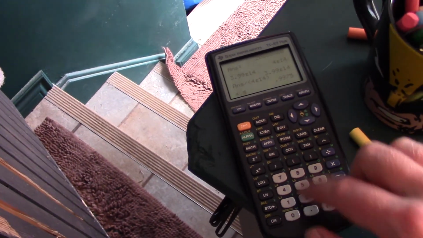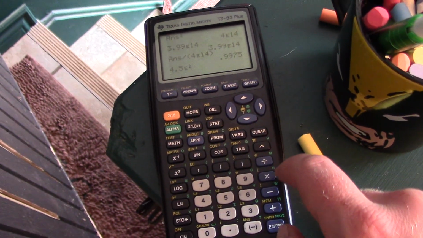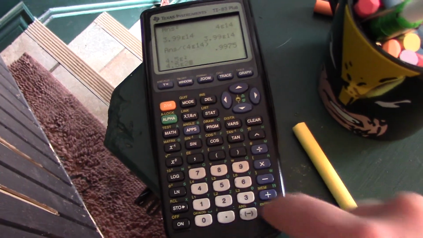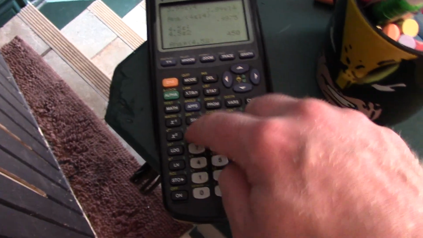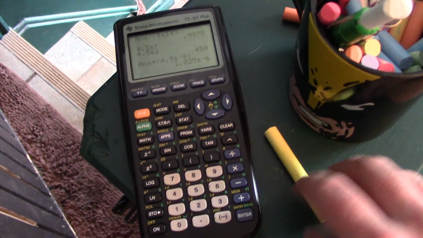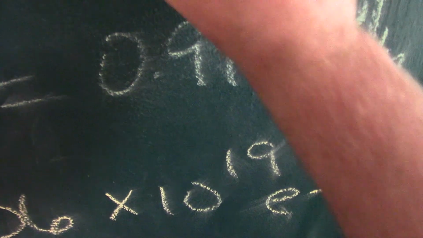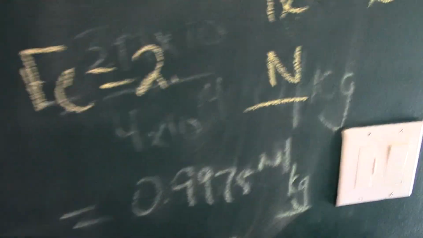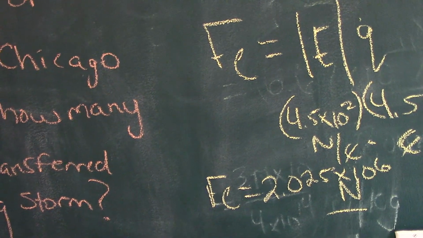Okay? So when we solve for that, this is 4.5, and multiply that by 4.5 times 10 to the negative 9, and I get 2.025 times 10 to the negative 6 newtons. 2.025 times 10 to the negative 6 newtons would be my electric force.